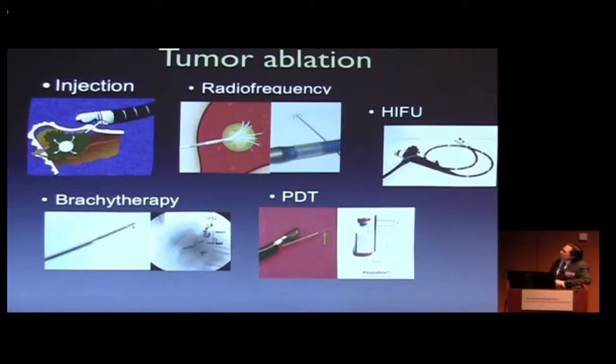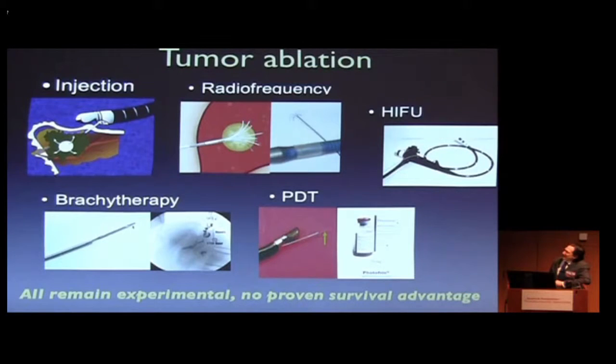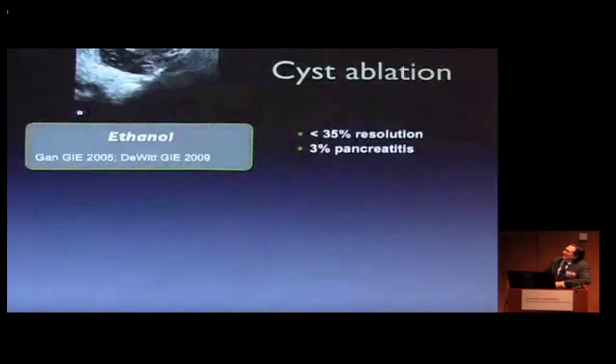Tumor ablation, as you know, there are a number of different modalities that we can use: injection, radiofrequency, HIFU, PDT, brachytherapy, all fascinating technologies. The bottom line for you today is that all of these remain experimental. There's really no proven survival advantage, and I think that's understandable considering that with pancreatic cancer we're dealing with systemic disease. And when you deal with local disease, such as a neuroendocrine tumor, these can be really well treated today laparoscopically with wedge resections or even enucleation.